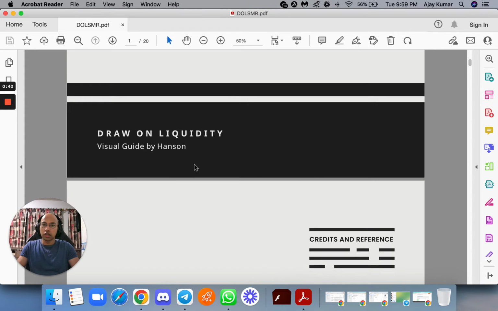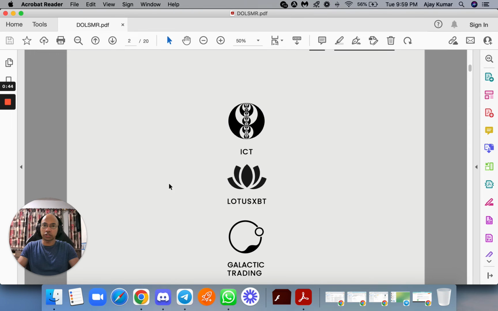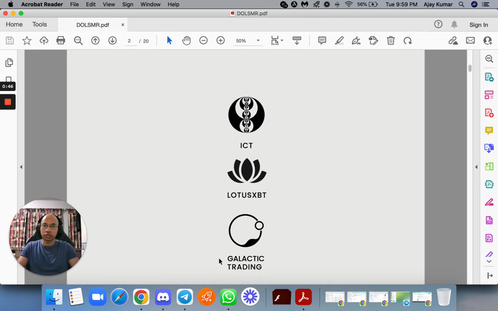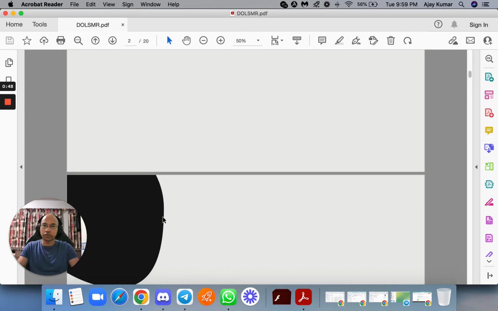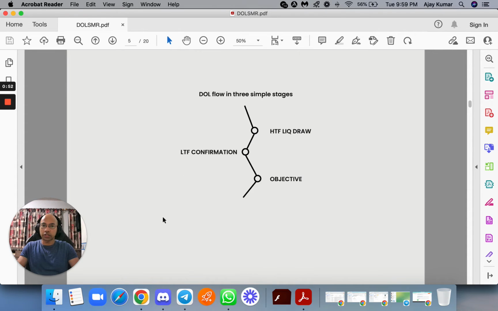So yeah, in his PDF, he has clearly shown what the strategy is. You can see this ICT and Laurels. I think they all get the credits for this. So basically the strategy goes like this.